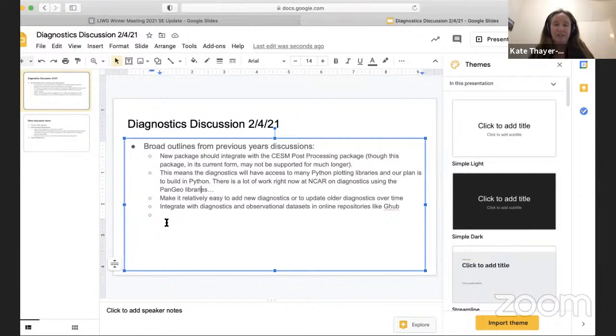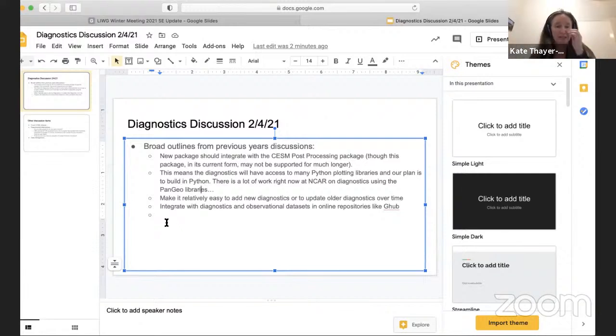However, the software engineers that were responsible for maintaining this package have both basically moved on from this project. One is retired and another is doing other things. So I'm not sure how much longer this post-processing package is going to be supported in its current form. I think it's still a goal to aim for this, but there's been a lot of diagnostic work at NCAR using the Pangeo libraries recently. And some scientists have felt that there's better ways forward with that particular Python package. So if anybody has thoughts on which Python package we should aim for, that would be useful for me as well.